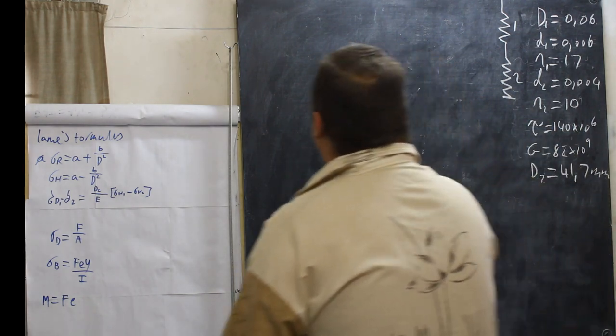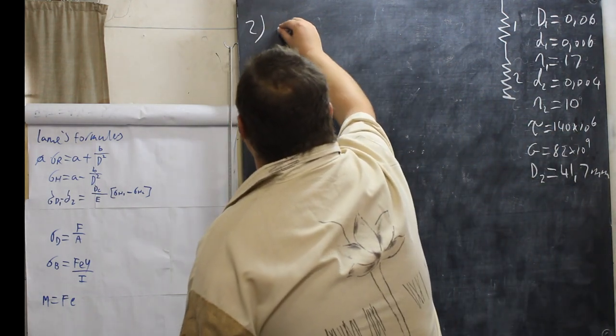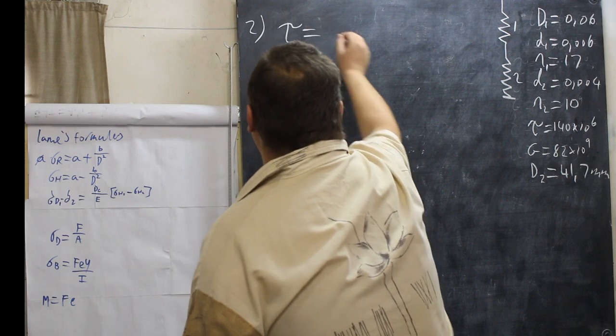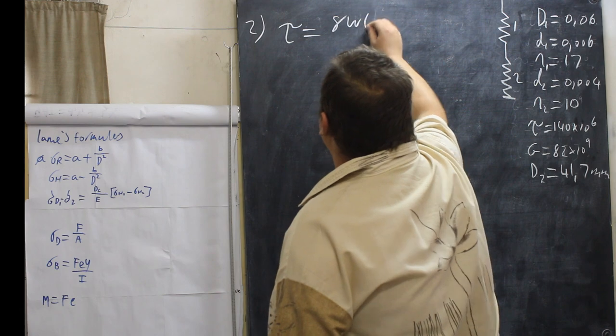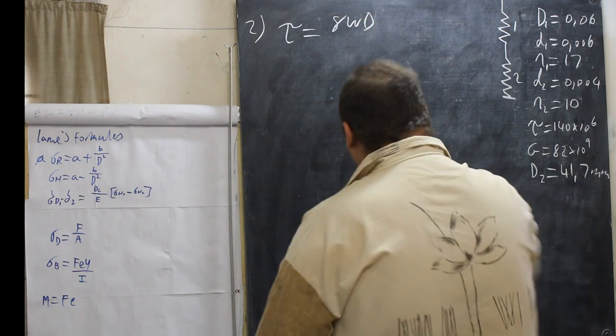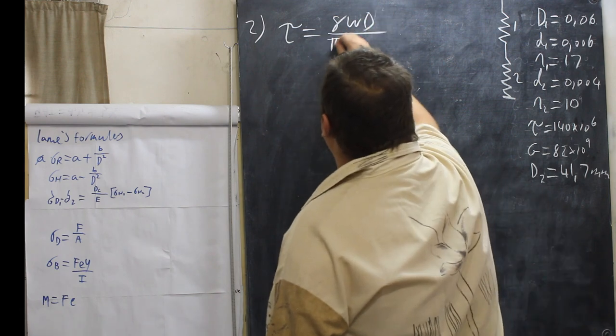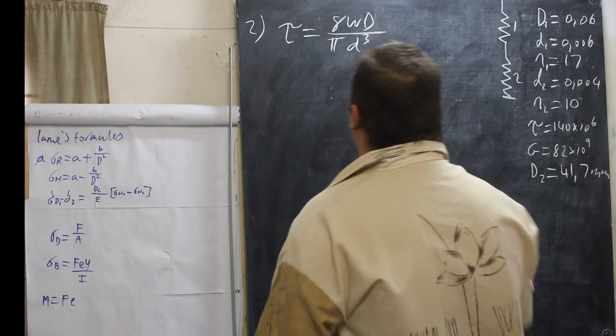Okay, so we have question 2. Tau is equal to 8WD over pi d to the power 3.